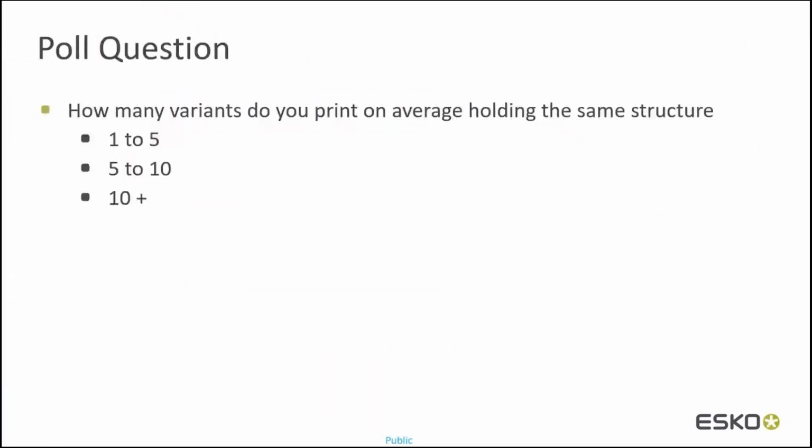Quickly, we have a poll question that's going to be asked. How many variants do you print on average holding the same structure? So basically, if you have the same structure that can be reused for all these different variants and graphics, how are we able to help you with that? There's going to be a question that pops up that you'll see. Go ahead and answer that, and we're going to have a Q&A at the end regarding how this can help you in your process.